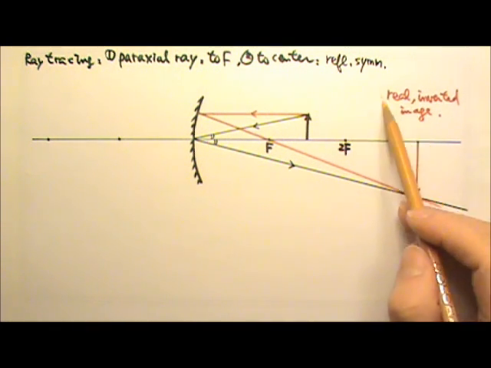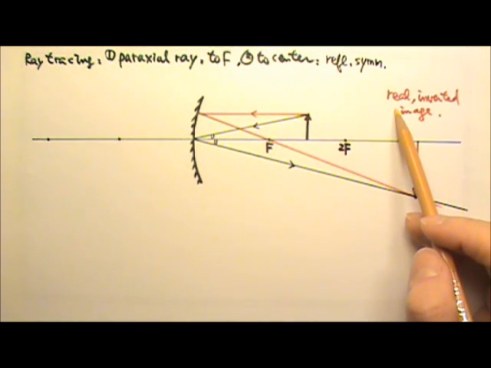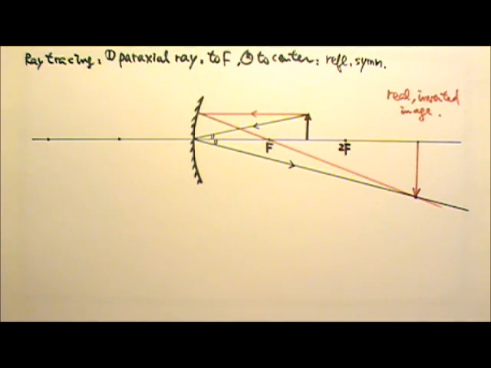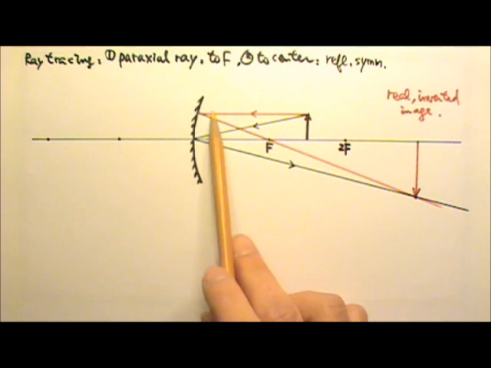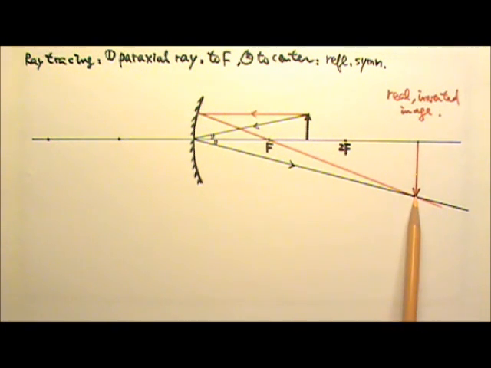Another example of a real image would be when someone uses a projector to project an image on a screen. That image on the screen would be a real image, because that image is formed by real light rays getting there. Just like this image, it's formed by real light rays reaching here. It's not formed by the light ray extensions.